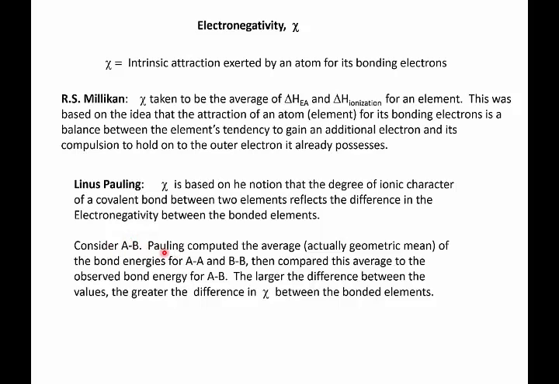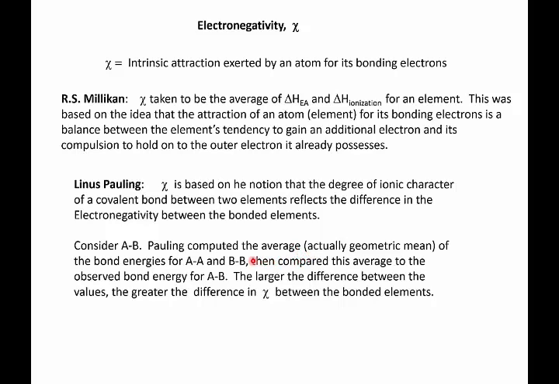What Pauling did in his approach is this. He computed the average of the bond energies for AA and BB. So we have two different elements bonded covalently. He took the observed bond energy for AA and for BB, and he took the average of those. Now actually, when I say the average, he didn't do the arithmetic average. He actually calculated the geometric mean for that. If you don't remember what that is, I'm going to explain it in just a bit.